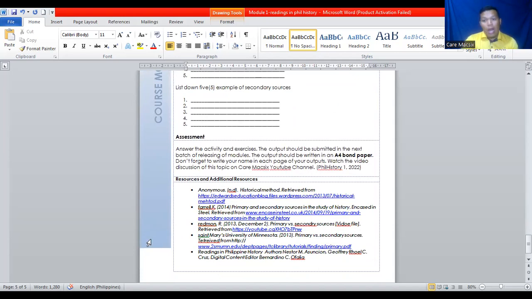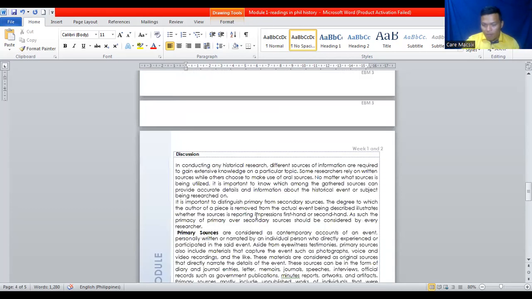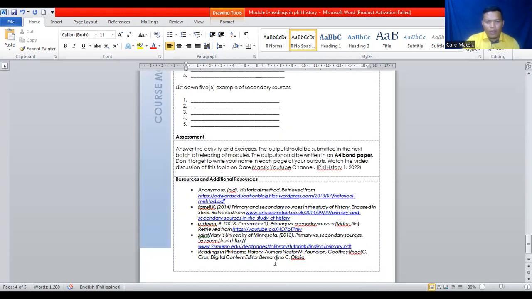For the first round, first module, wala na ako naghatag og assessment nga daghan pa. So, naalang mo'y duha ka ansiran, that is, ang exercise ug ang activity. So, ang assessment nato diha, answer the activity and exercises, put the output should be submitted in the next batch of releasing of modules.